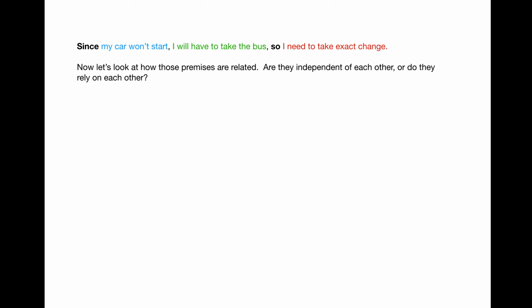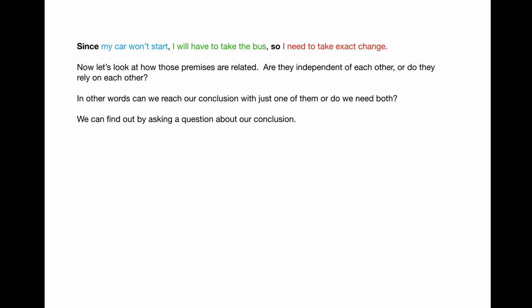All right, so now let's look at these premises. We have to figure out how they're related so that we know how to list them and how to diagram them, okay? Are they independent? Do they need each other? What's going on with them? We find out by asking the question about our conclusion. Why do I need to take exact change? We look at 1, because my car won't start.